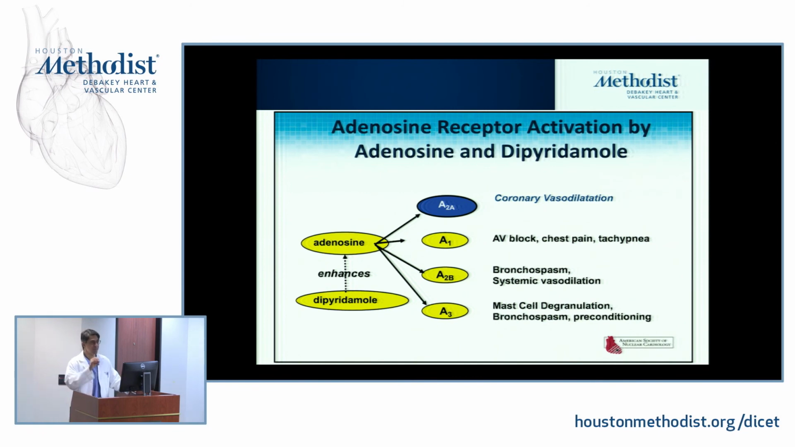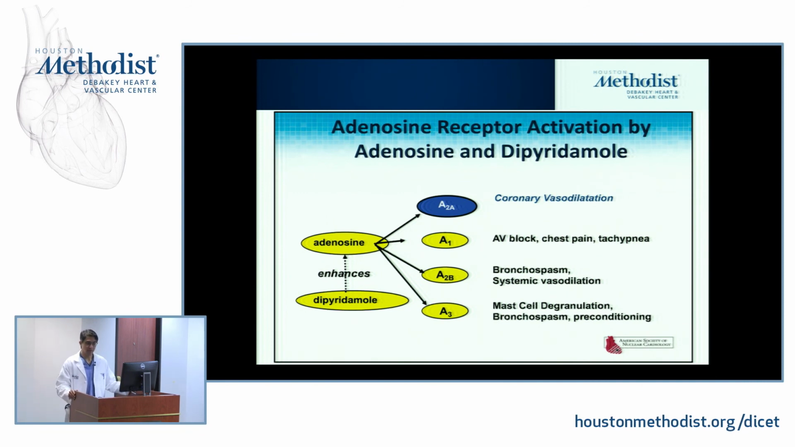So the particular effect we want is from the A2A receptor, which is responsible for coronary vasodilation, whereas some of the other effects that we don't want are from A1 activation, which causes the AV block, chest pain, tachypnea, the A2B, which is in the lungs and is responsible for the bronchospasm, and then finally the A3, which can again be for bronchospasm or this allergic reaction with these mast cell degranulation.